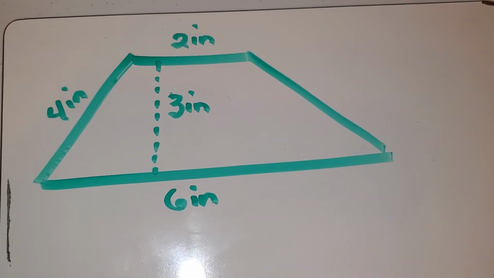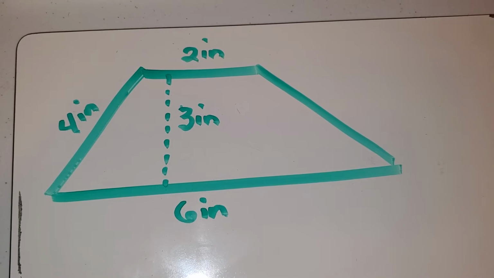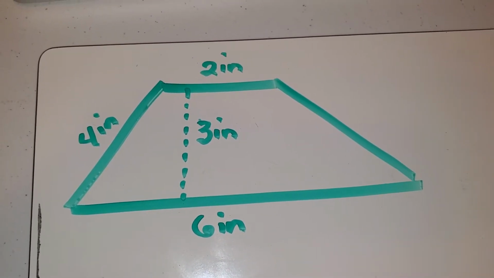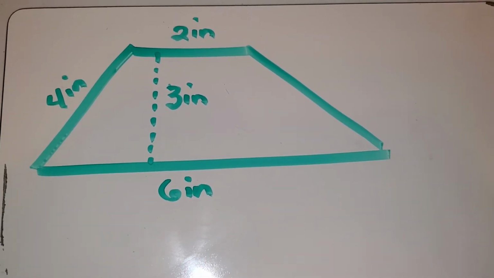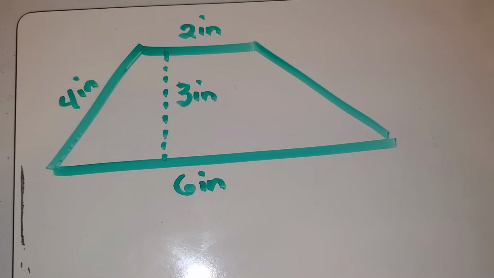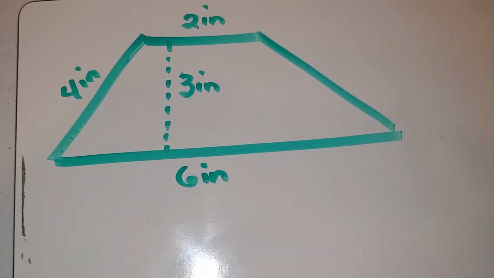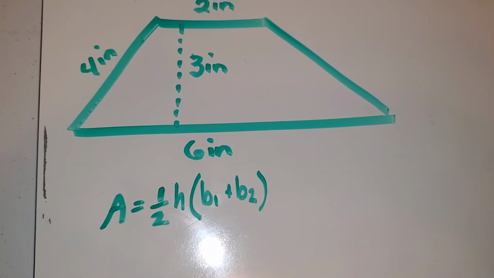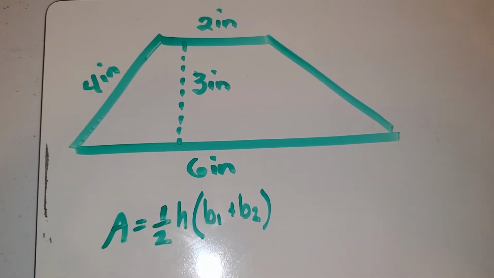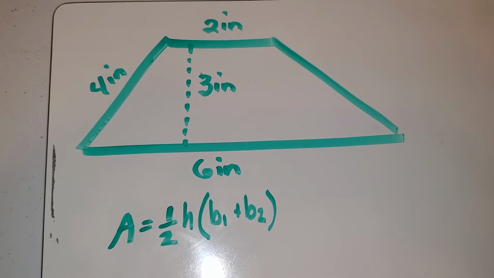You could break this trapezoid into different shapes, into triangles and parallelograms, and find the area of all of them. But an easier way for you today, a shortcut, is to use the trapezoid formula. Here's the trapezoid formula. The formula is area equals half of the height times the two bases added together.